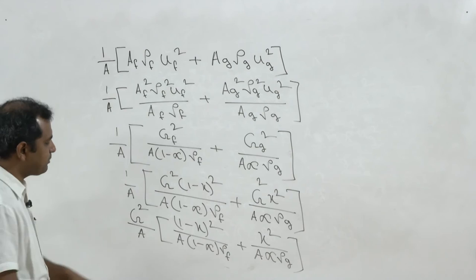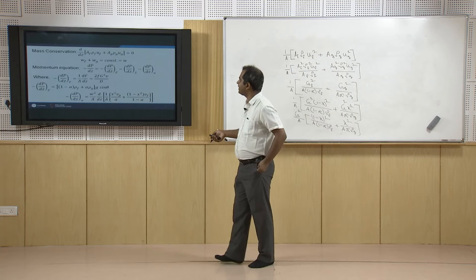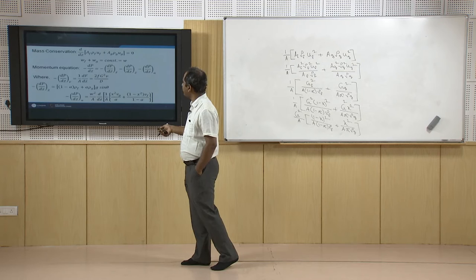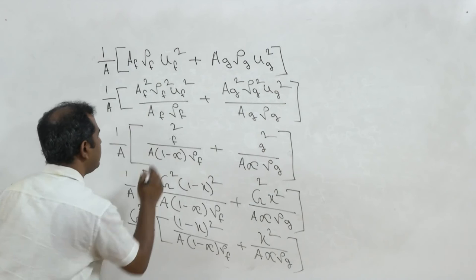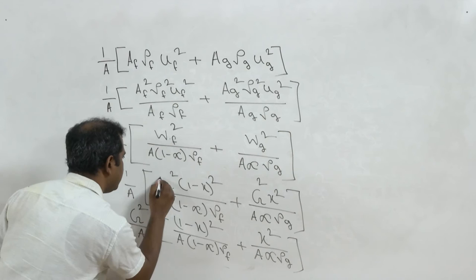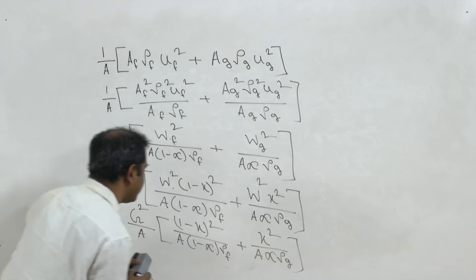Here I have shown similar things: you see this one is W squared by A. By the way, there is a small nomenclature problem here. This will actually be W, so it can be replaced by W. Please make the necessary corrections. So this can be replaced by W, and here this will be coming as W.